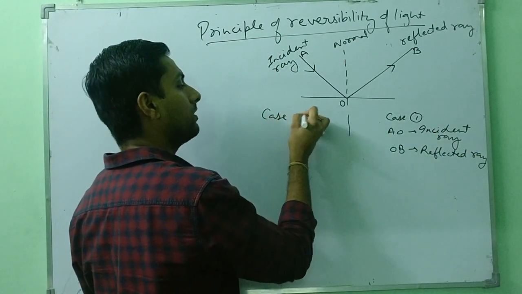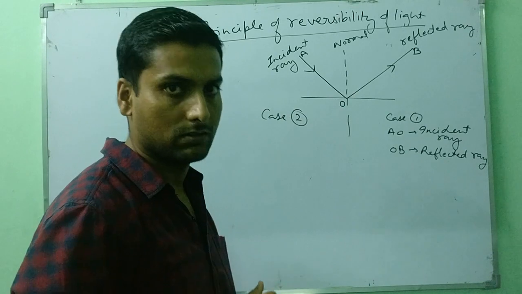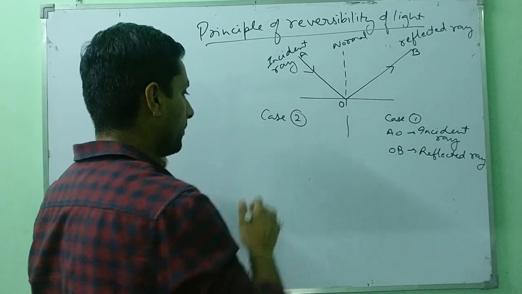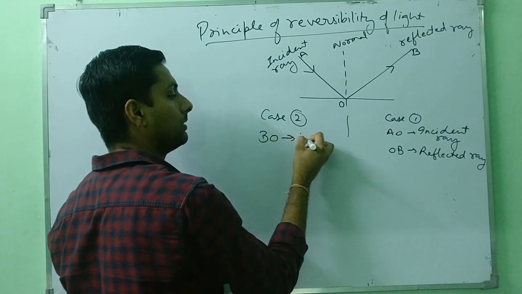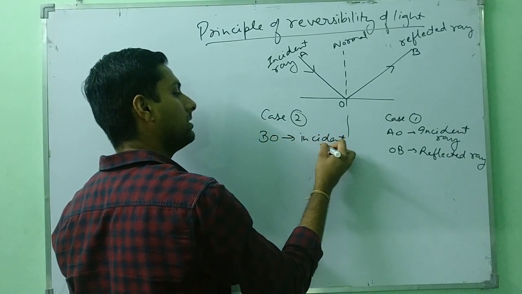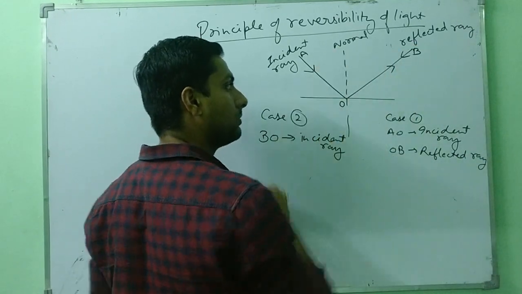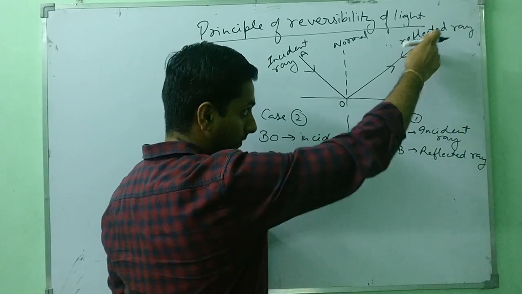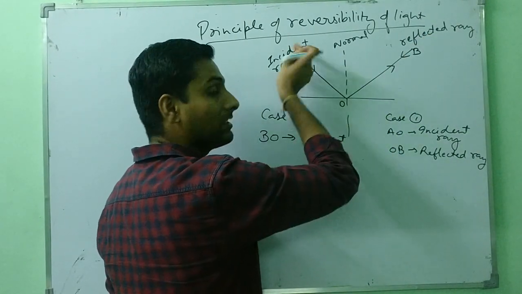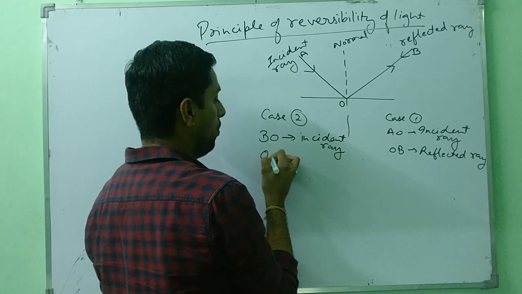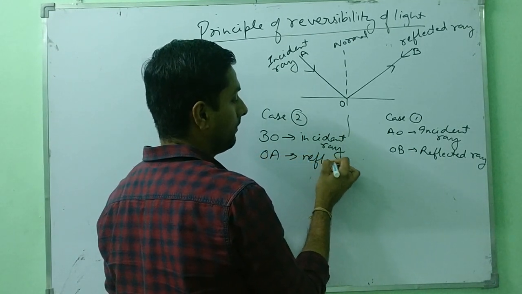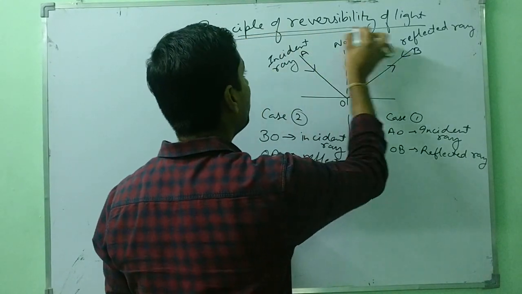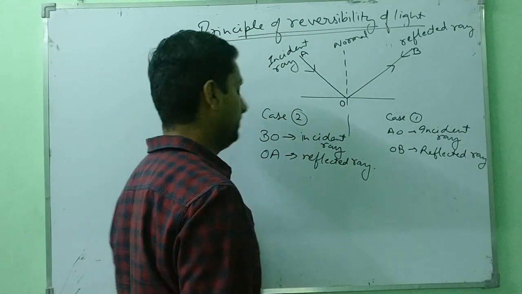According to the principle of reversibility, if the path of light is reversed, meaning BO now becomes the incident ray, that means it comes in this direction. The source of light is now placed here. So it will again retrace its path, that means OA will be the reflected ray. This principle is called the principle of reversibility of light.